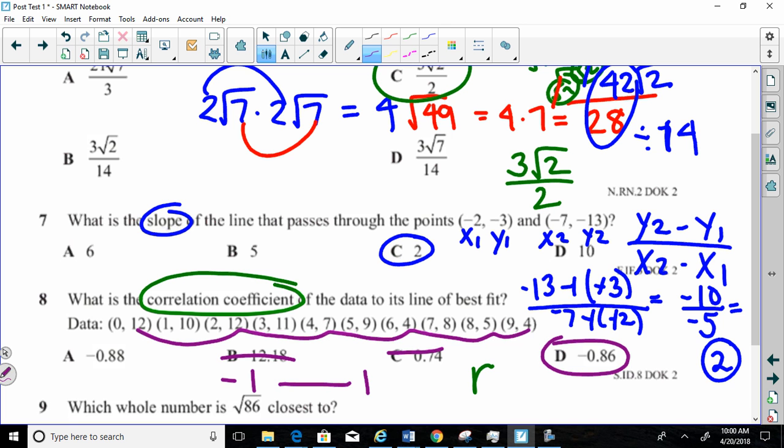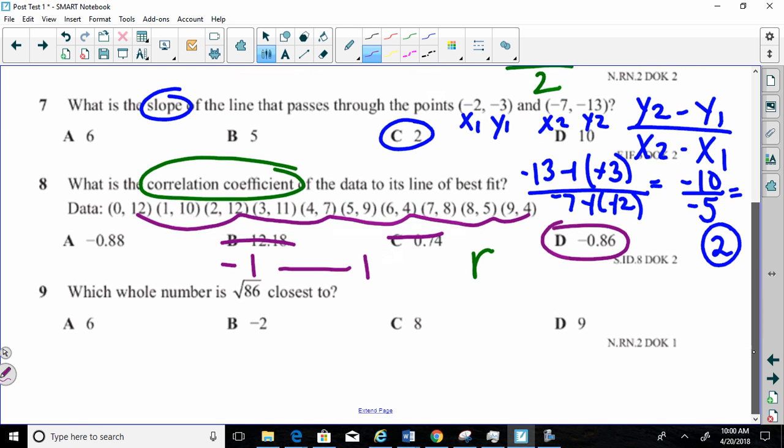And if you need those steps, you do the same thing as the question before: stat, edit, L1, L2. So all the X's would be L1, all the Y's L2. Then stat, calc, linear regression, and that R is your correlation. And Unit 5 next Thursday, we're going to go back over data and statistics. So if that's one you want to go to, make sure you sign up for that.